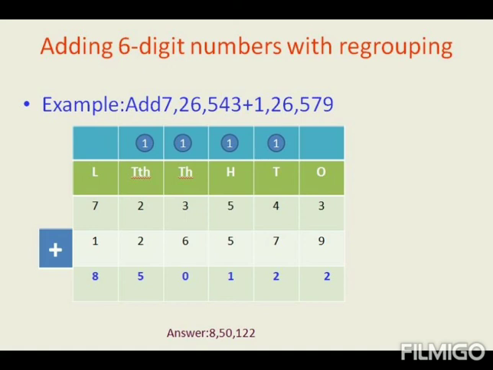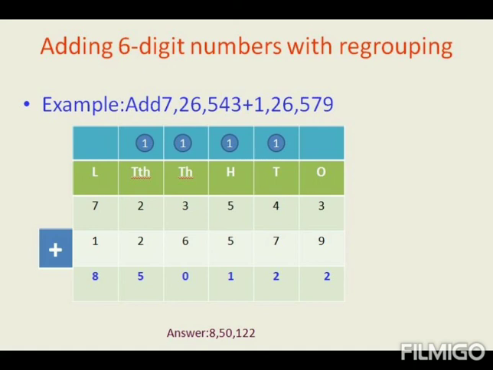Here 3 plus 9 is 12. We cannot write 12, so write 2 in the ones place and carry over 1 to the tens place. Now add 1 plus 4 is 5. 5 plus 7 is 12. Write 2 in the tens place and now take 1 to the hundreds place as a carryover. Now 1 plus 5 is 6. 6 plus 5 is 11. Again write 1 here and take 1 as a carryover to the next place. Now in the thousands place we have 1 plus 3, it is 4.